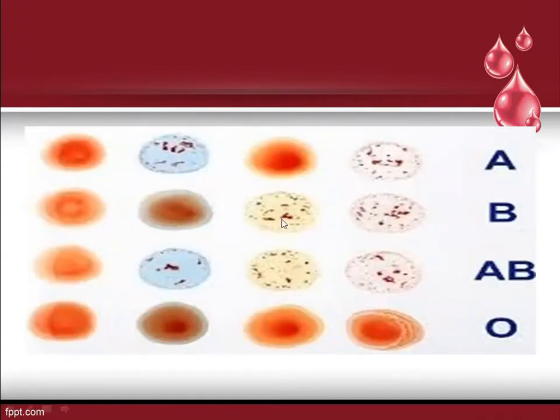Now see in the diagram. In that case, these are the presence of agglutination in the A and the D. It indicates the blood group A. Next one is agglutination in the B and the D. It means B. Agglutination in the A, B and the D means AB. And agglutination in the D only indicates O.